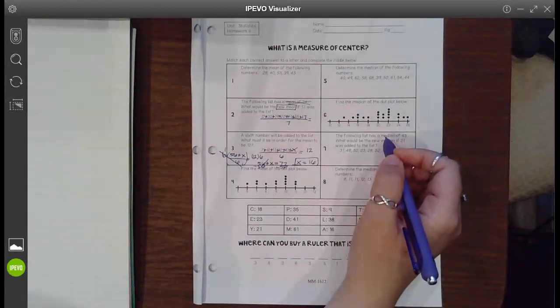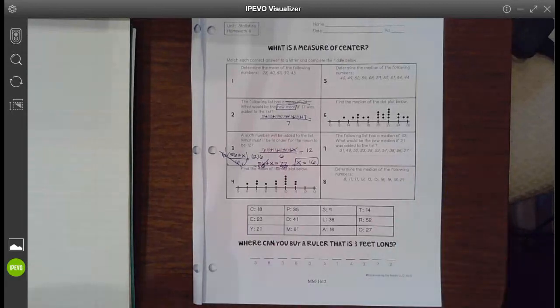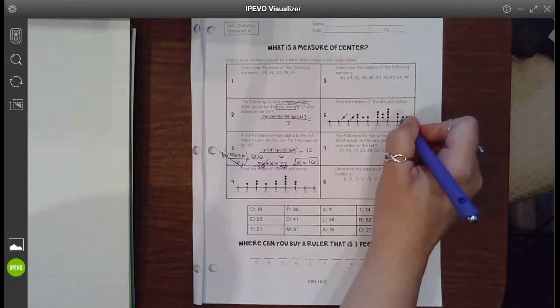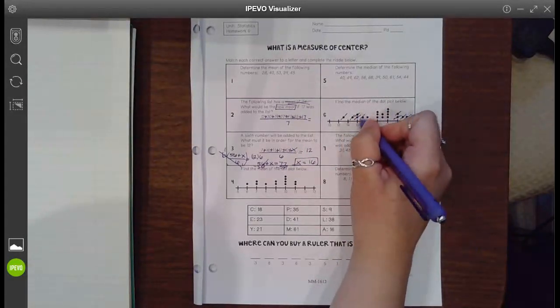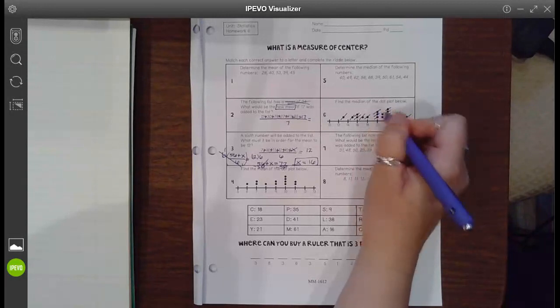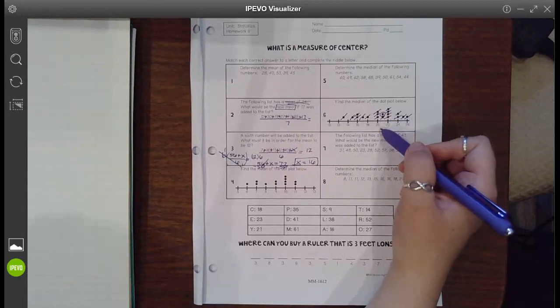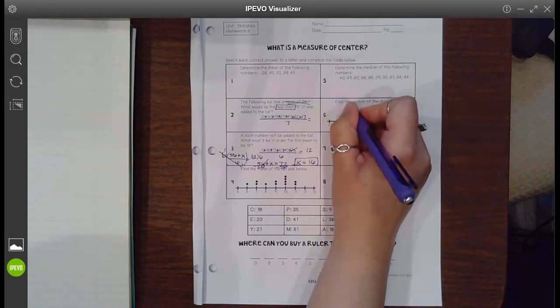What's nice about a dot plot is they're already listed from least to greatest. So you can just start canceling one from the end and one from the beginning until you get to that middle number. So I go first, last, first, last, and there you go. The middle number is right here, which is between the 20 and 22. So that means that your median is 21.